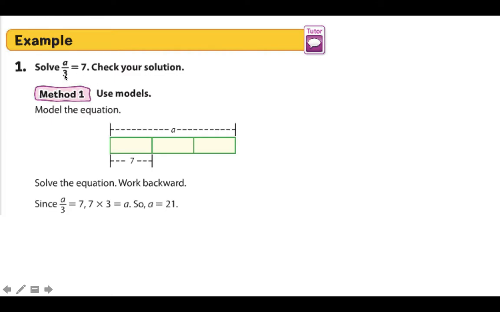Take a look at example number 1, method 1. One way of looking at A divided by 3 equals 7 is by using a bar diagram like we did in our real world link, where A represents the whole length of the bar, and we're dividing it by 3, or putting it into 3 equal groups, where each equal group is worth 7. So if we have 3 equal groups, and each group is worth 7, A is going to be 7 times 3, or 21. A is going to be equal to 21. So that's one way of figuring these out.